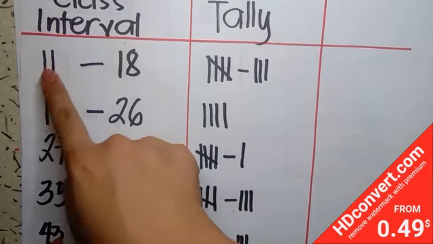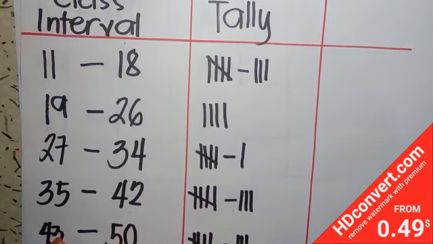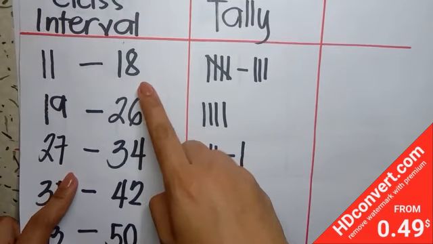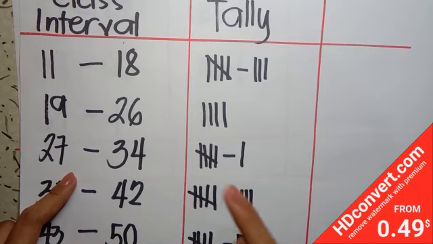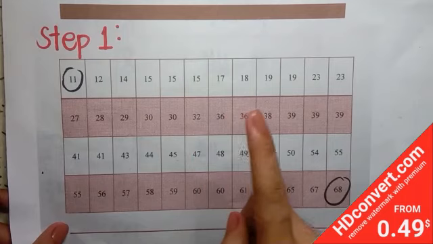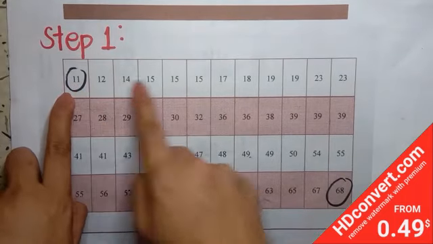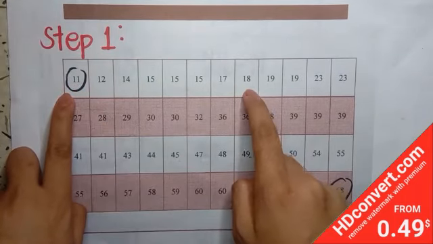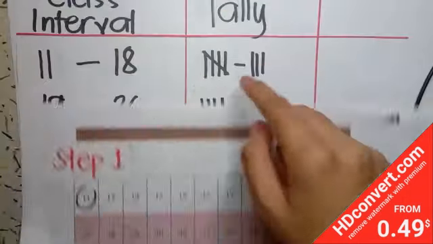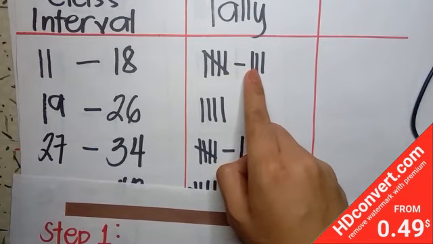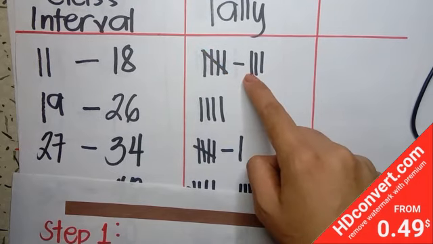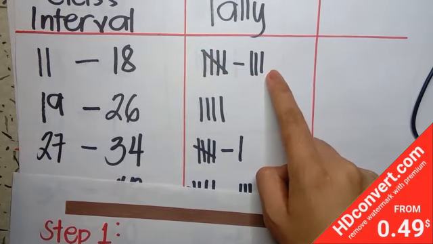And at the same time, yung class interval. So, lahat ng class interval. So, sabi dyan, 11 to 18. Ibig sabihin, ilang 11 hanggang 18, meron yung data natin. So, bibilangin mo yung 11 hanggang 18. So, 1, 2, 3, 4, 5, 6, 7, and 8. So, ito na yung tally ng 11 to 18.